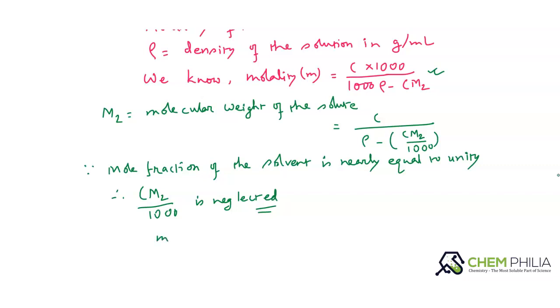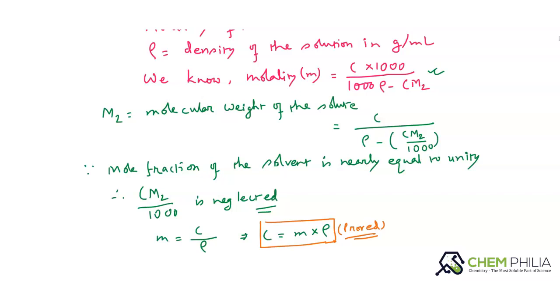So small m is equal to capital C by rho, or we can say capital C is equal to small m into rho, and this was to be proved. So the question asked to prove this relation, C equals m into rho, and this is proved. So I think you have understood the solution of this question.